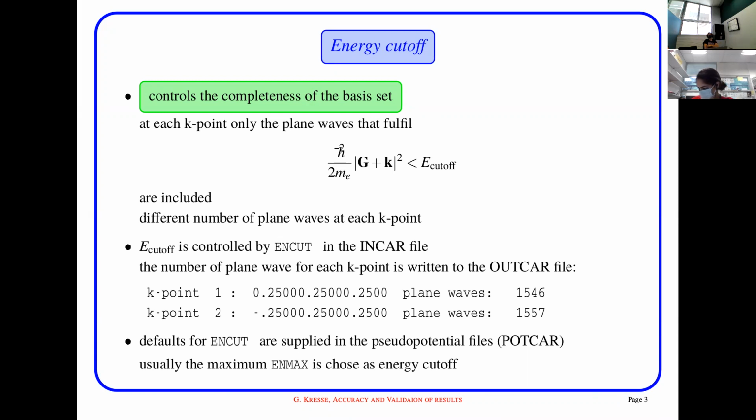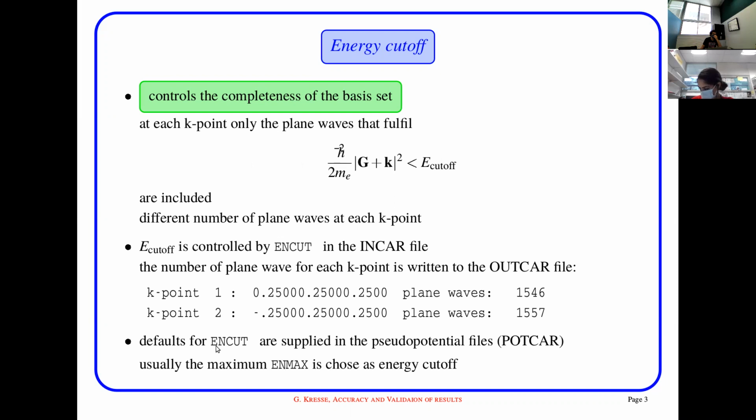Okay, so the higher the energy cutoff you get, the more accurate your simulation is. However, the problem is that the simulation will get longer because you will need to calculate over a higher number of plane waves. So the important point that you need to remember is just that the cutoff rules the accuracy together with the k-point mesh.